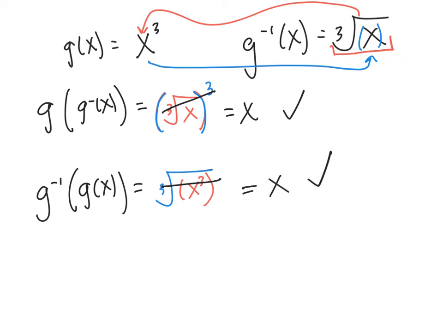Since both of these are left with x, it is inverse. And the whole point of an inverse is that it undoes the original function. So all the extra bits are canceled out, you're just left with x.